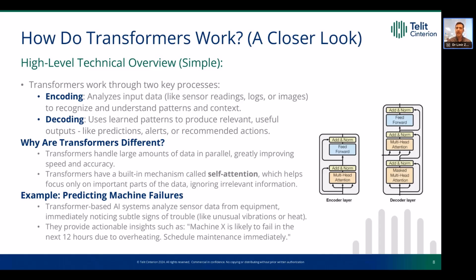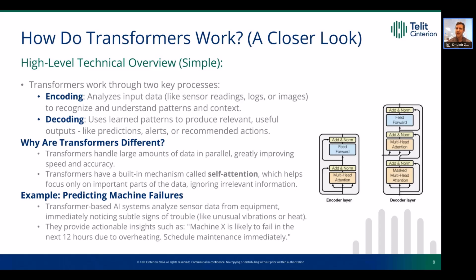Encoding is basically understanding the data to be able to get information. It can be all kinds of data: text, images, logs, and then it can learn and understand patterns and context. That's the encoding. The decoding part uses patterns to produce relevant and useful outputs like different predictions, alerts, recommended actions, and so on. Now, a transformer doesn't have to have both. You can have transformers with only encoding or only decoding, or both in a single transformer. For example, ChatGPT, by the way, is only decoding.